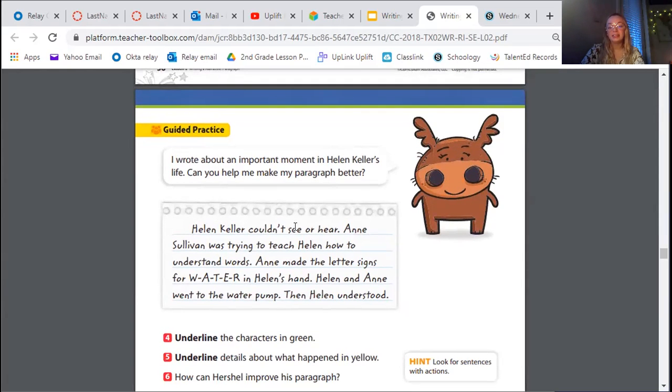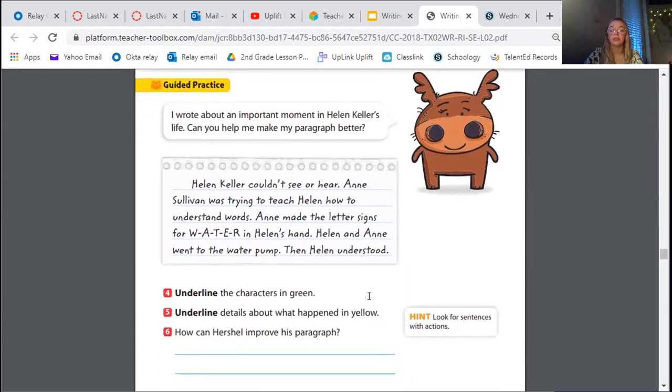Helen Keller couldn't see or hear. Anne Sullivan was trying to teach Helen how to understand words. Anne made the letter signs for WATER in Helen's hand. Helen and Anne went to the water pump. Then Helen understood.